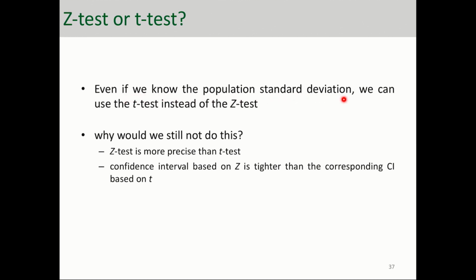Even if we know the population standard deviation, we can still use the t-test instead of z-test, but it's not recommended. Why? Because z-test is more precise than t-test. Confidence interval based on z is tighter than the confidence interval based on t. So if you have a chance of increasing the sample size to more than 30 and do the z-test, that's preferable.